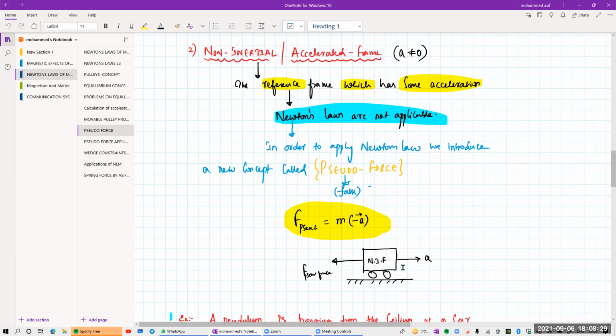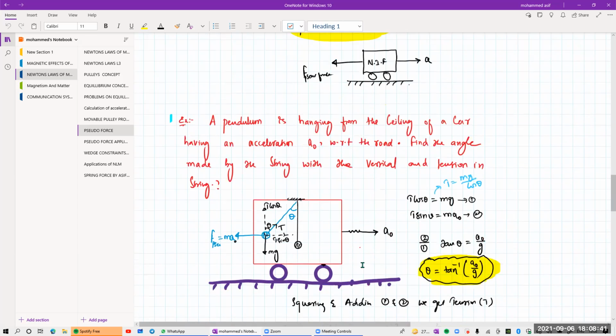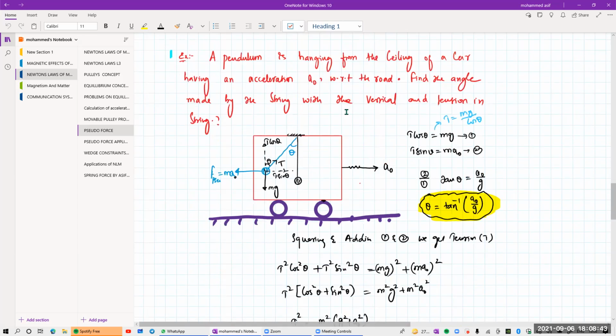See here, in this one, it is a non-inertial frame. This body is moving with an acceleration a. In order to apply Newton's laws for this frame, we need to apply a pseudo force in the opposite direction because this body is moving with a certain acceleration. Like this example: a pendulum is hanging from the ceiling of a car having an acceleration. That means this red box, which is a car, is moving with acceleration a naught. So is this an accelerating frame or a non-accelerating frame? It's an accelerating frame, because it is having an acceleration.